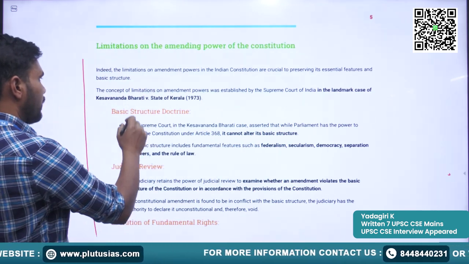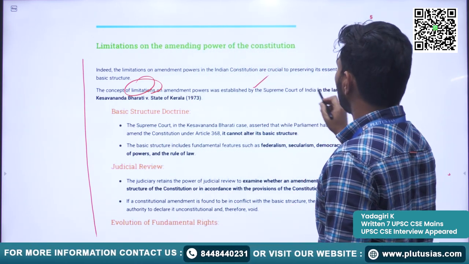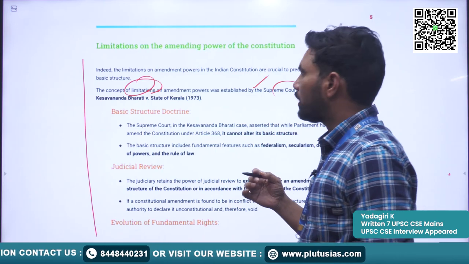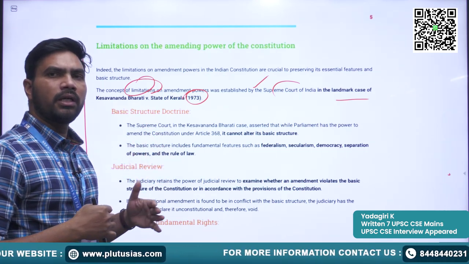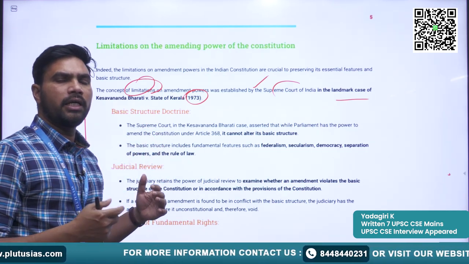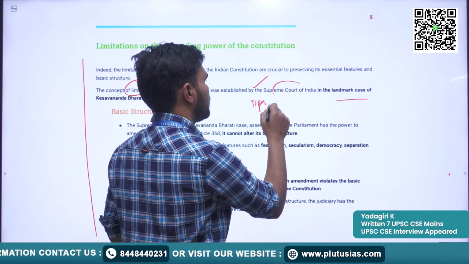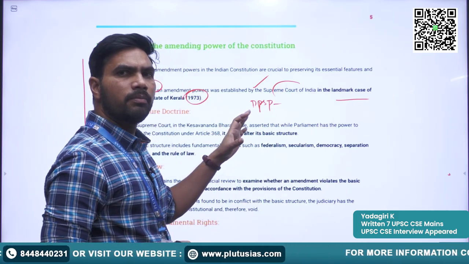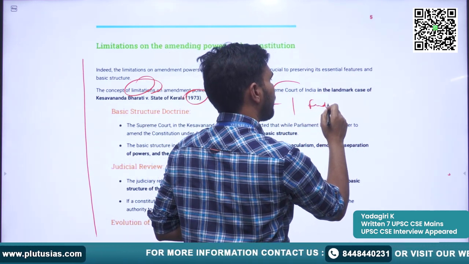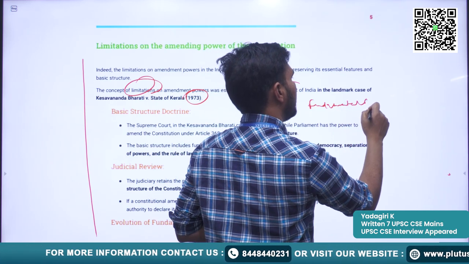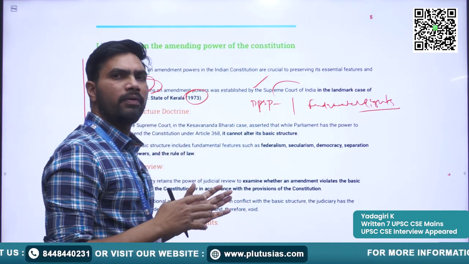So the first one is the concept of limitations in amending powers, which was established by the Supreme Court in the landmark judgment of the Keshavananda Bharati case, 1973. As you all know, this is a famous case. There was a conflict between the judiciary and the executive. The executive was trying to implement the DPSP, Directive Principles of State Policy. When the effort was made by the government, people went to court saying that their fundamental rights have been violated. So there was a conflict between the executive and judiciary.